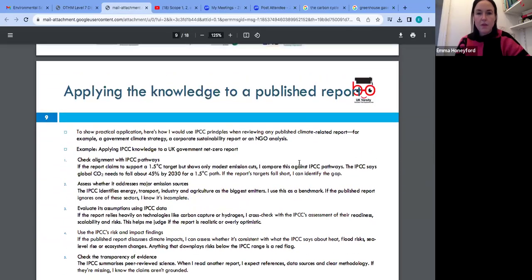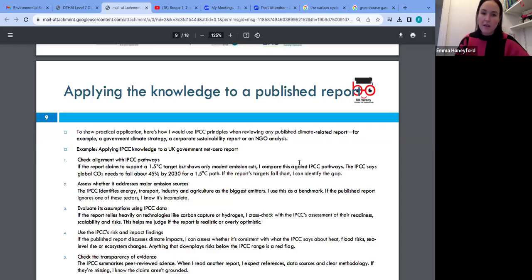So here's an example of how we'd apply this knowledge to a published report. To show practical application, here's an example of how we would use IPCC principles when reviewing any published climate-related report. So for example, it could be a government climate strategy, a CSR report, corporate social responsibility report, or an NGO analysis. So for example, applying the IPCC knowledge to a UK government net zero report.